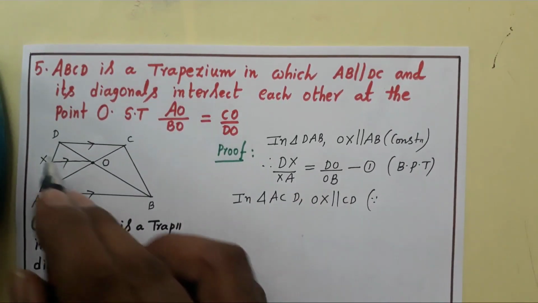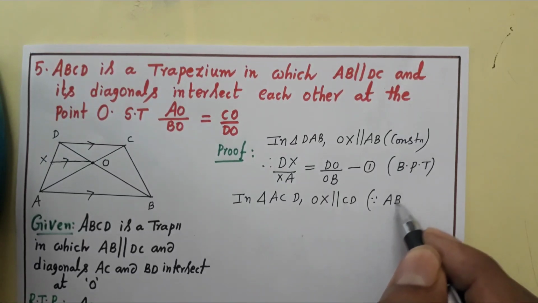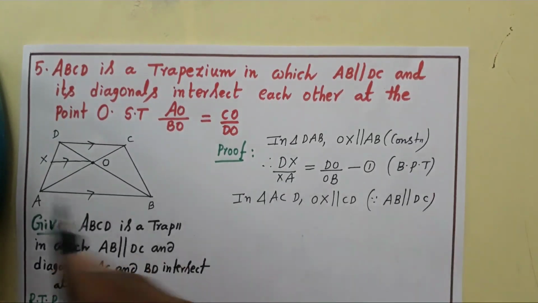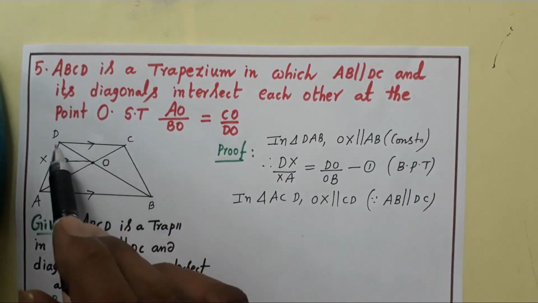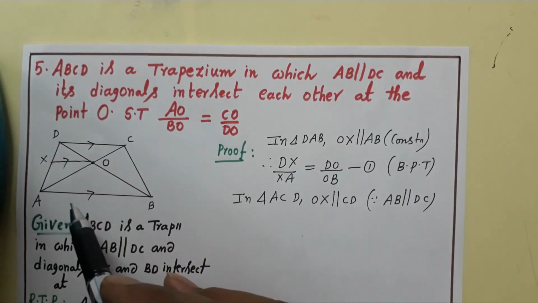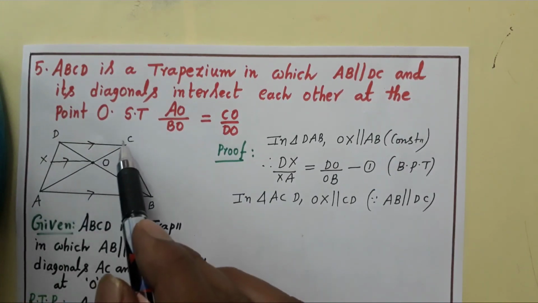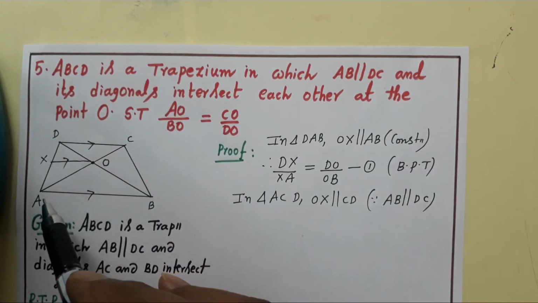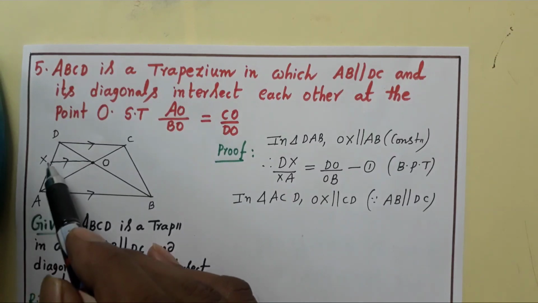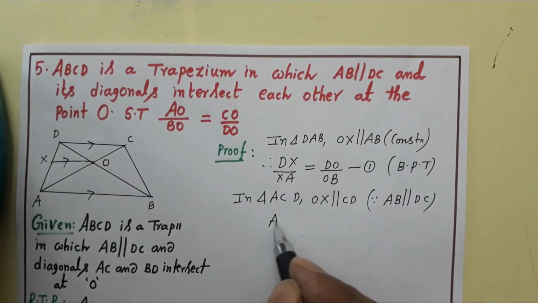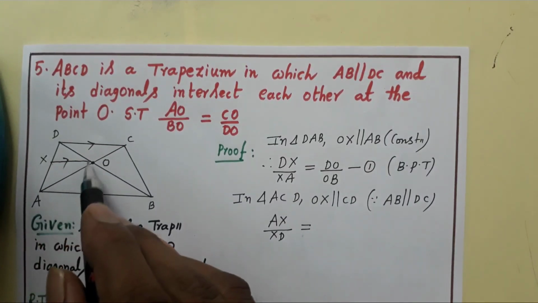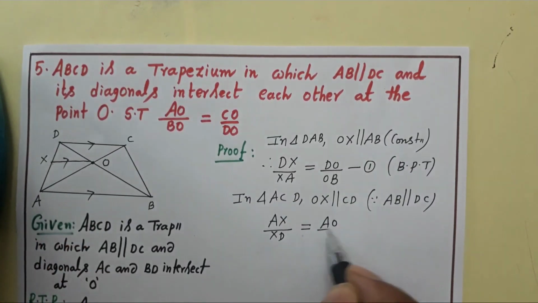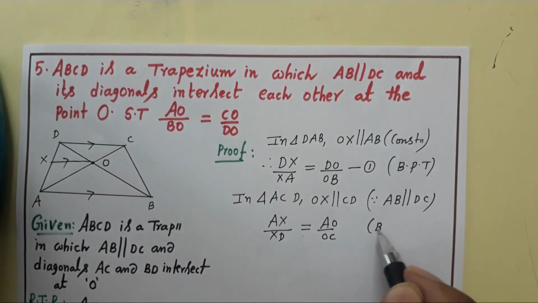Since AB is parallel to DC, therefore OX is parallel to DC. Now, in this triangle also we apply the basic proportionality theorem. It is given OX is parallel to CD. Then from the basic proportionality theorem, AX by XD is equal to AO by OC.